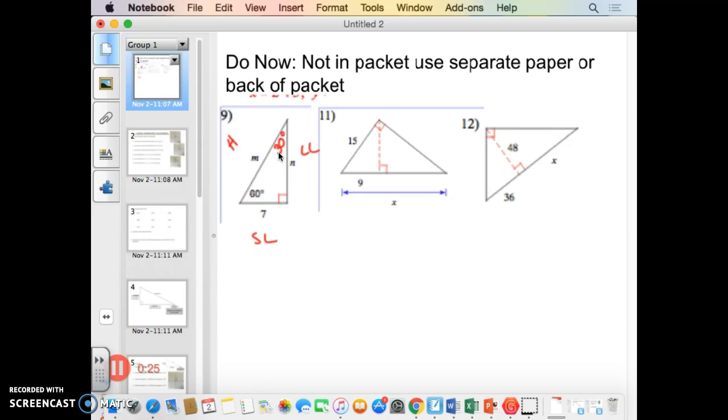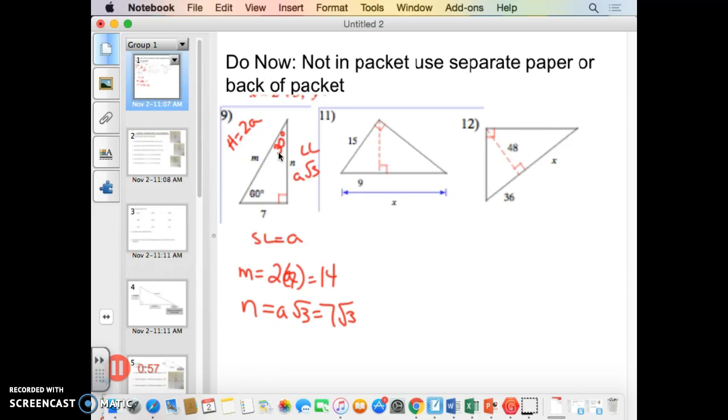And so I know the hypotenuse is 2a, I know the short leg is a, and I know the long leg is a times the square root of 3. So now I'm just going to fill in what I know. I know a equals 7, so that means m is going to equal 2 times a, which is 2 times 7, which is 14. And I know n is going to equal a times the square root of 3, which is going to equal 7 times the square root of 3.